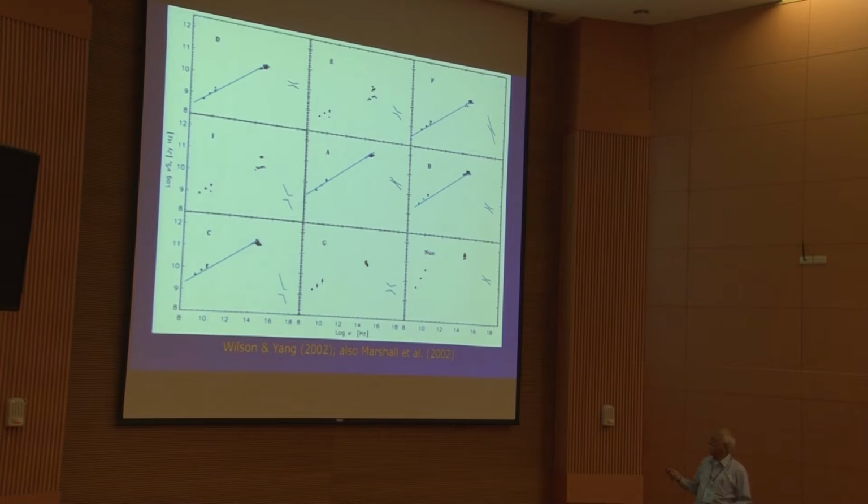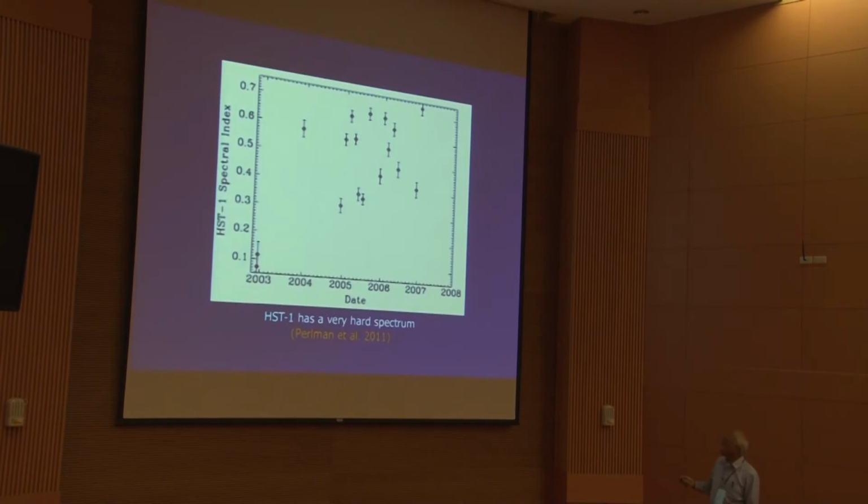Eric Perlman is here, he can probably tell us what's the story with these hard spectra. You know, every blob seems to have a pretty hard spectrum. HST-1, spectral index is like half. Half is very tough, I think, with a shock. You can do it, but you really have to push it. And 0.4 and 0.3 is just impossible.